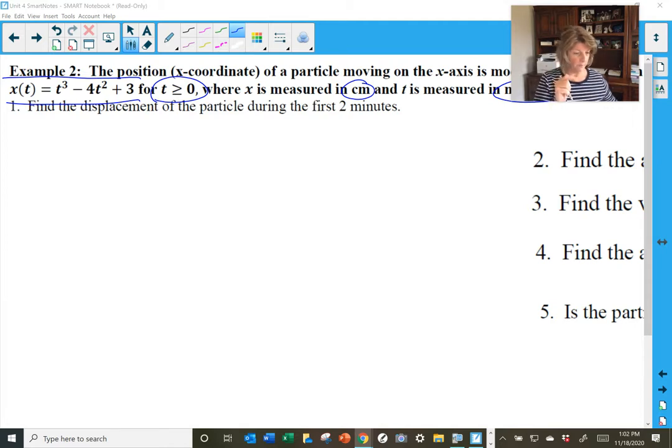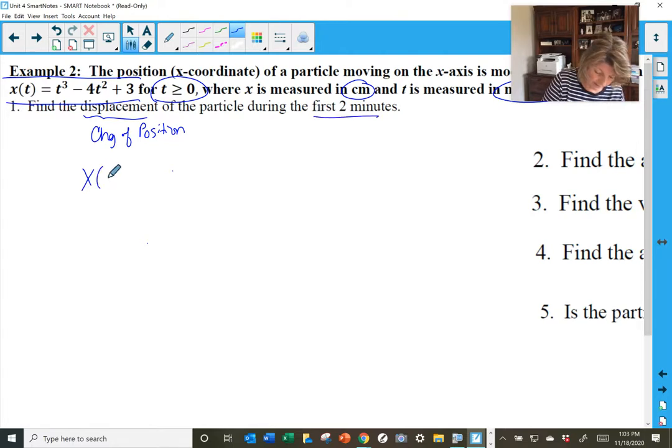Well, displacement, look back. It wasn't on the first page, but it was on the second page down here. And it says displacement is the net change in position. So displacement, change of position. So what I want to do is look at, and this one was in the first 2 minutes, where it was at 2, so x of 2 minus x of 0, because the first 2 minutes, so that would say time equals 2, okay?